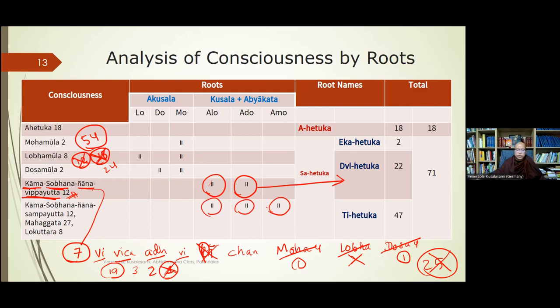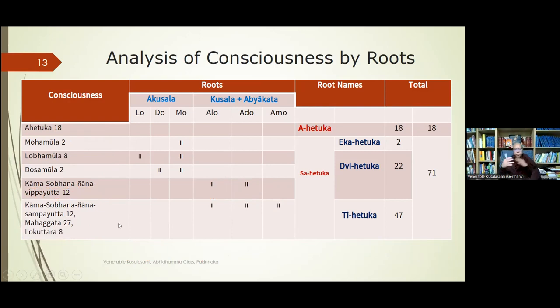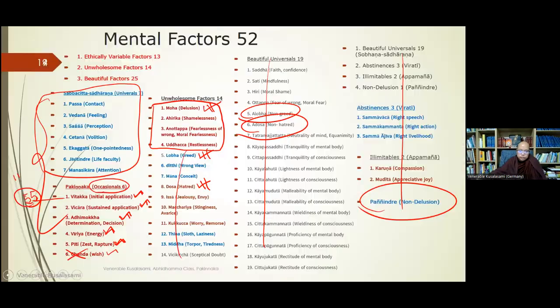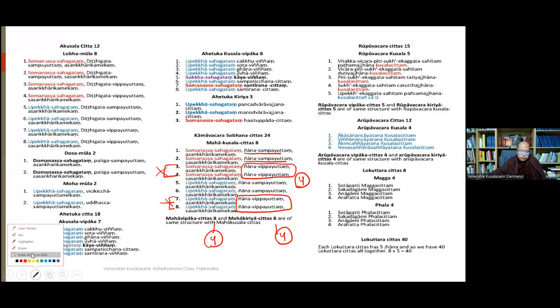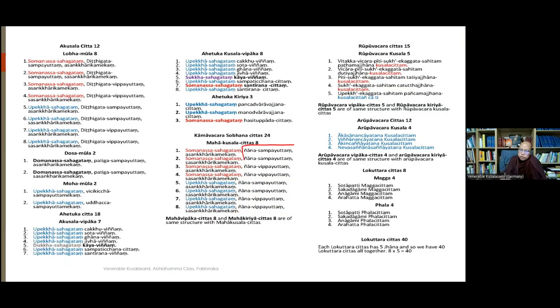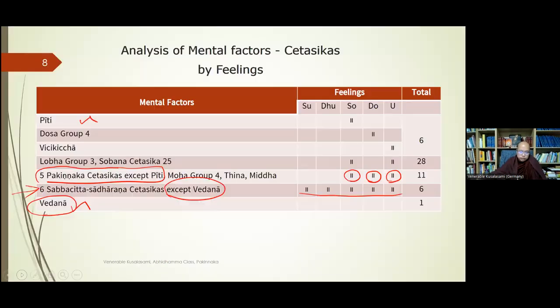Three roots. And this one also, let's make some practice, to be able to understand more. Kama, sense-sphere, sobana, beautiful, jnana sampayutta. Here are two jnana sampayutta. Here also two jnana sampayutta. Out of this age and this age also the same. So altogether jnana sampayutta 12.